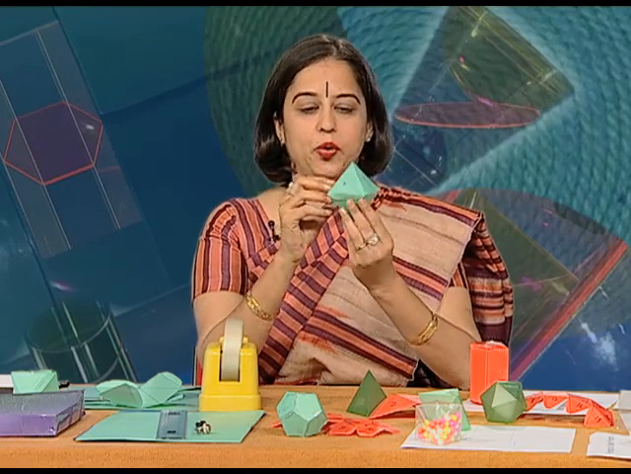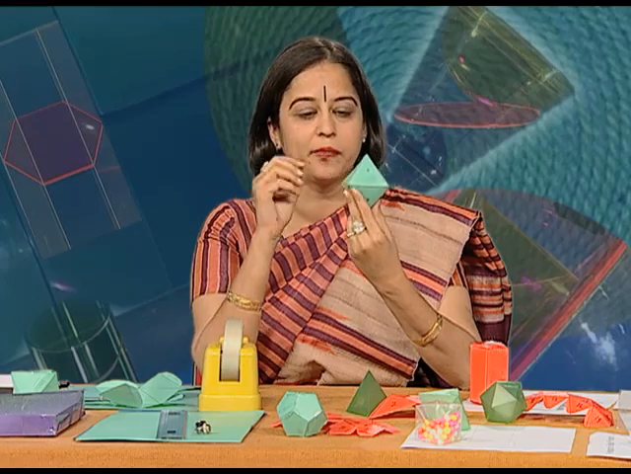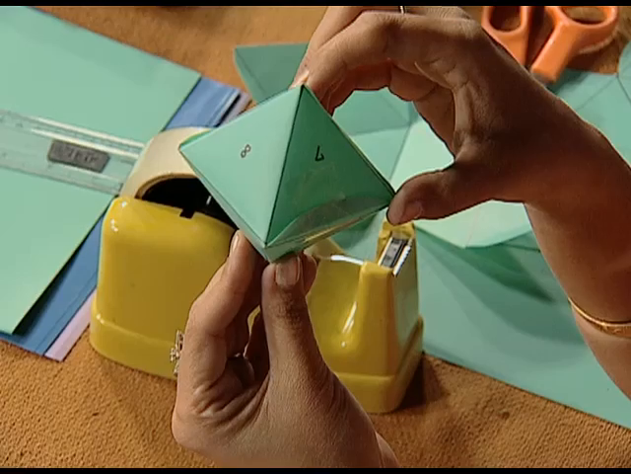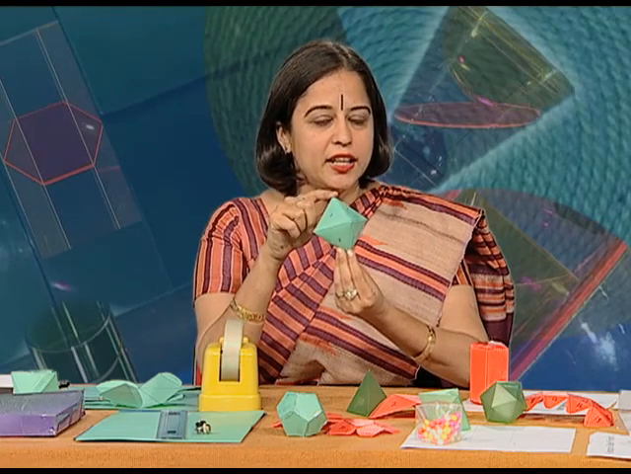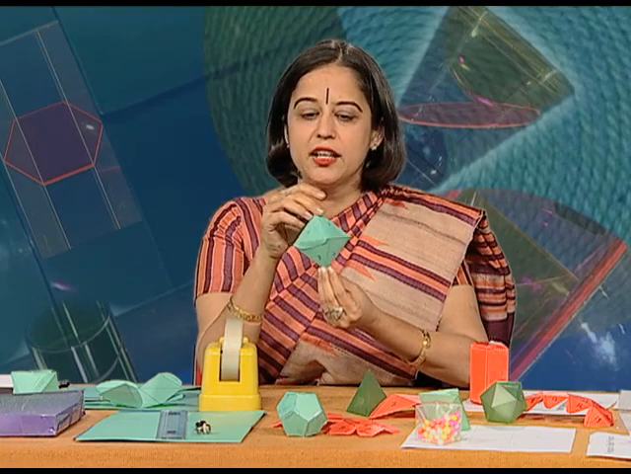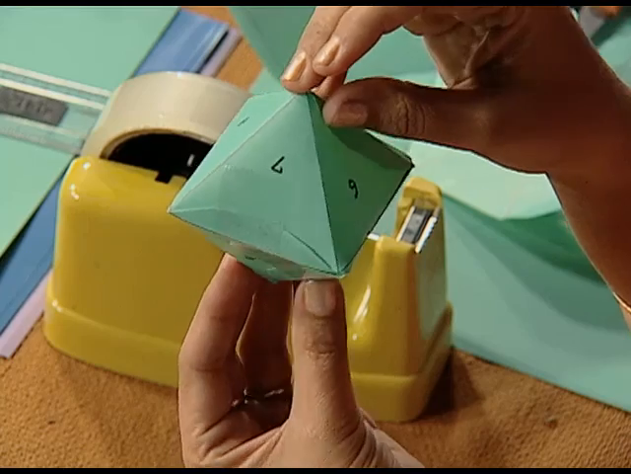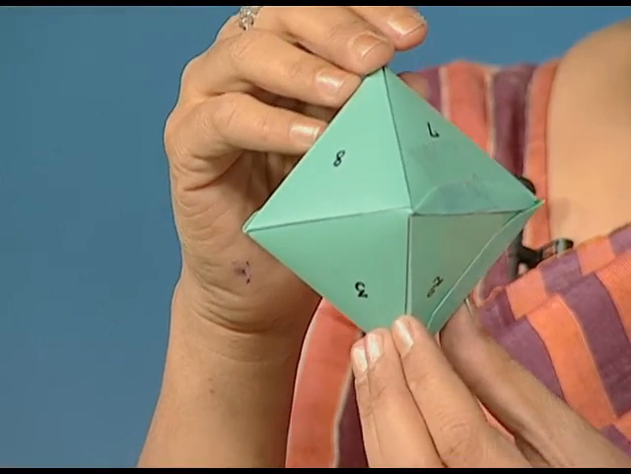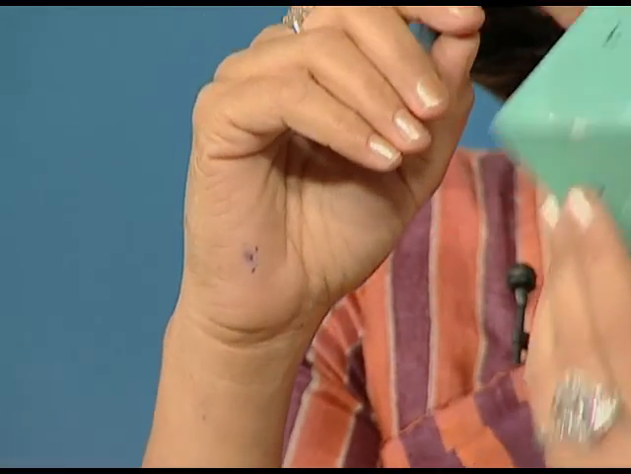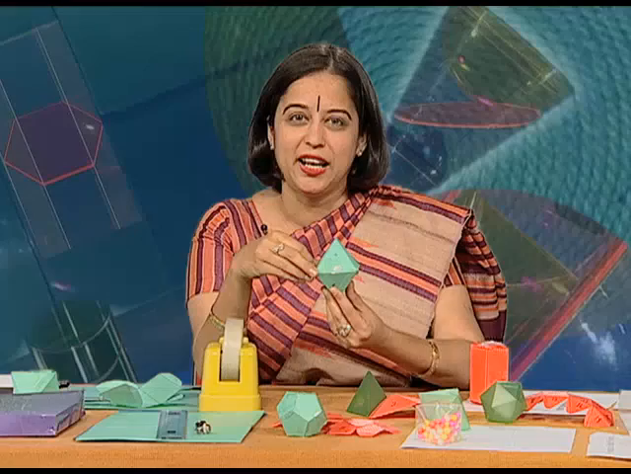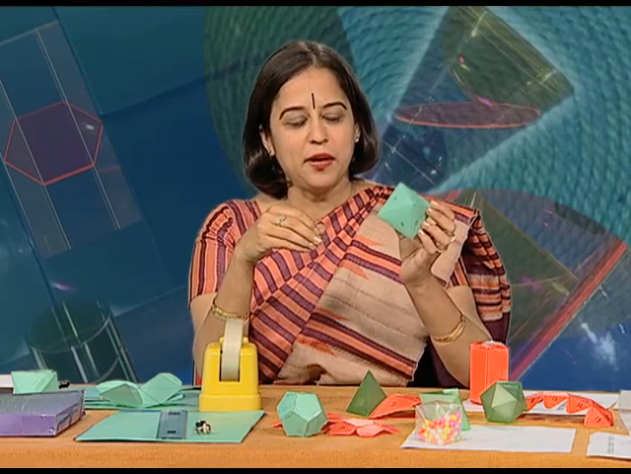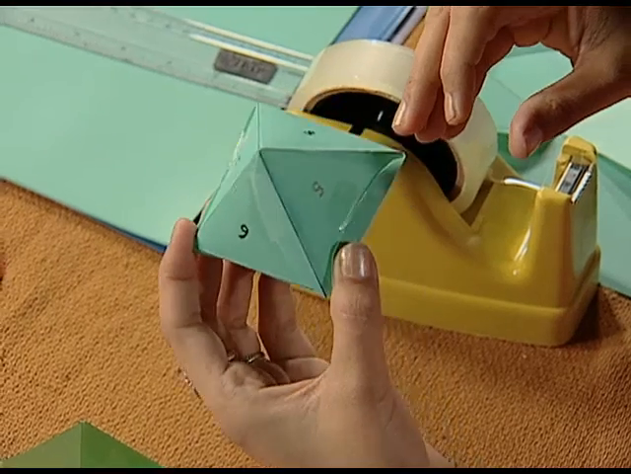What else can you do with this regular octahedron? You can verify Euler's formula, that is, the number of vertices plus the number of faces minus the number of edges is 2. So, you can count how many vertices are there, you can count how many faces are there, and you can count how many edges are there and verify the formula. Can you think of something else which you can do with this object? Oh yes, you can frame your own question as well. So, you can make and play with this regular octahedron.